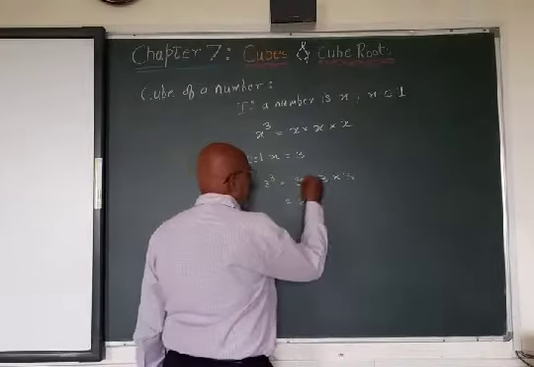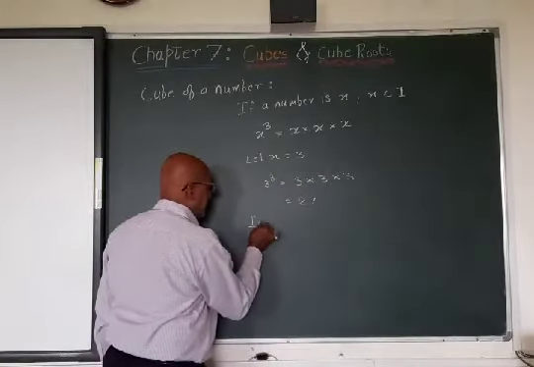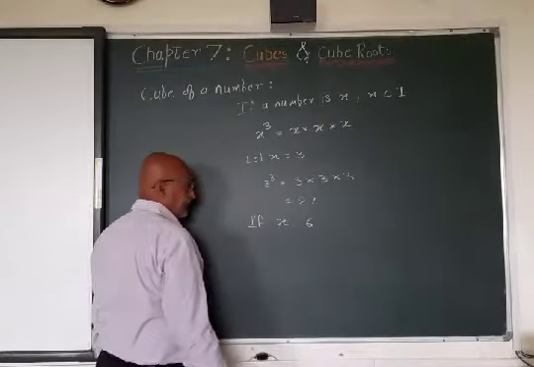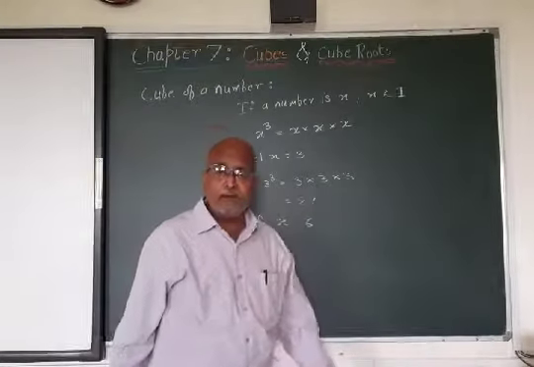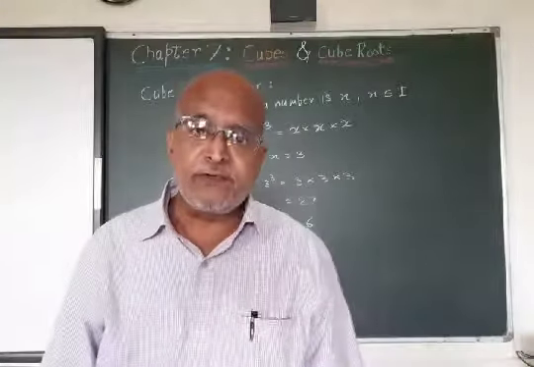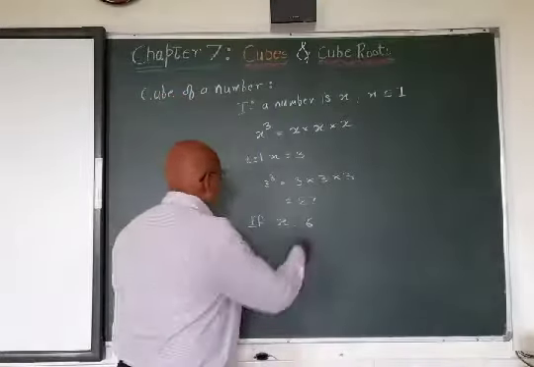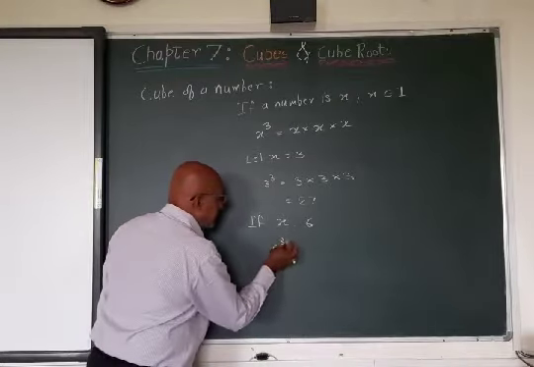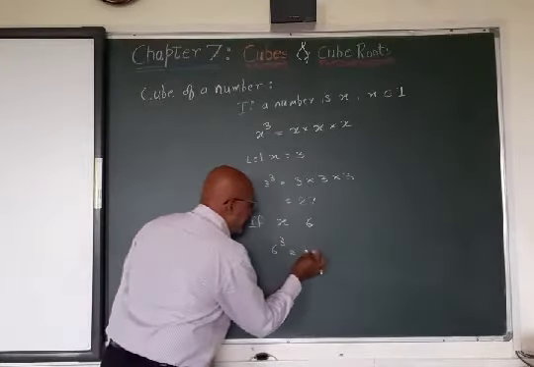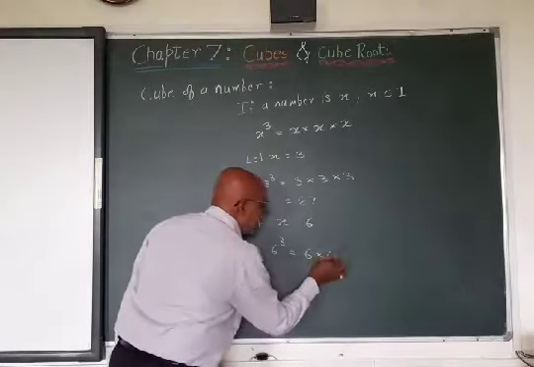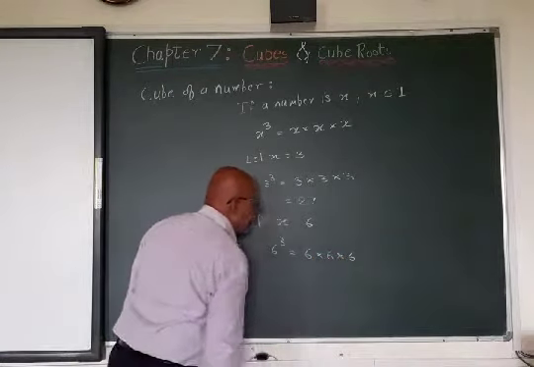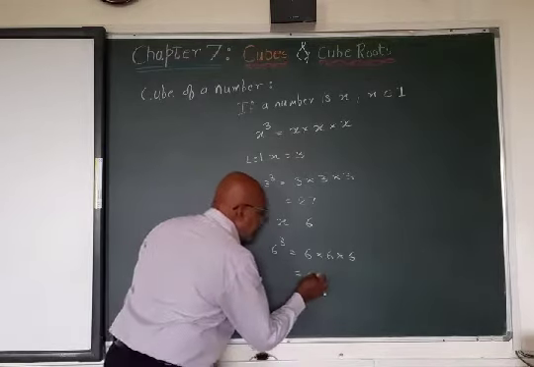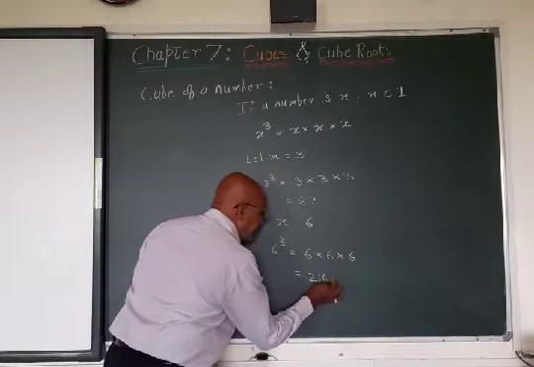Similarly, if x equal to 6, now you know that 6 is not a prime number, it is a composite number. So 6 cubed is nothing but 6 into 6 into 6. What does it give? It gives 216.